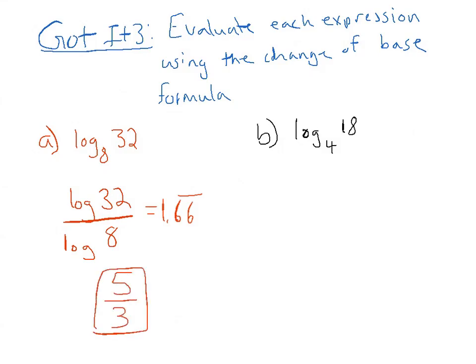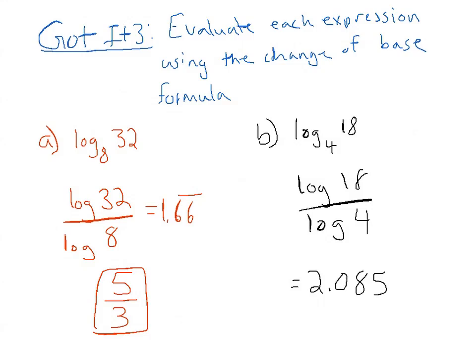Alright, so now we look at the other one, log base 4 of 18. Again, if we use the common logarithms, we have log of 18 over the log of 4. And that will give us the answer 2.085. I rounded to the third decimal point, the thousandths place, so it's 2.085.